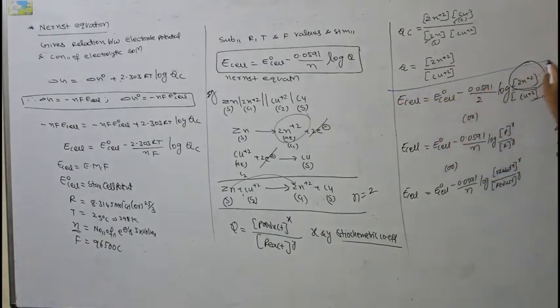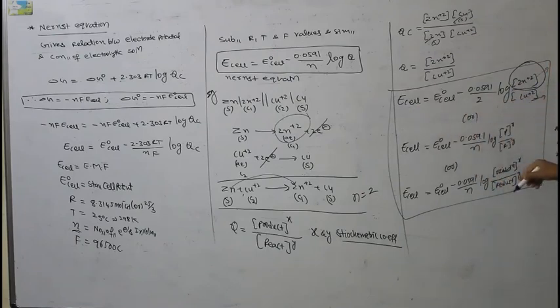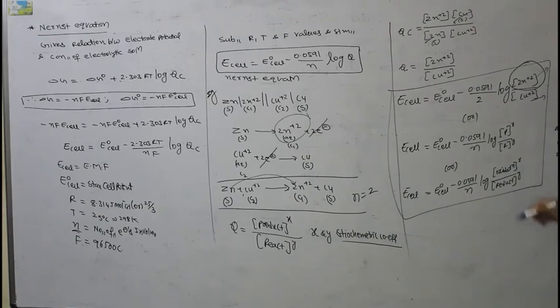So these three formulas remain the same; only the Q expression I have changed. If you know concentration cells, you can substitute. If not, use product by reactant raised to stoichiometric coefficients. Here it is oxidation concentration by reduction concentration.